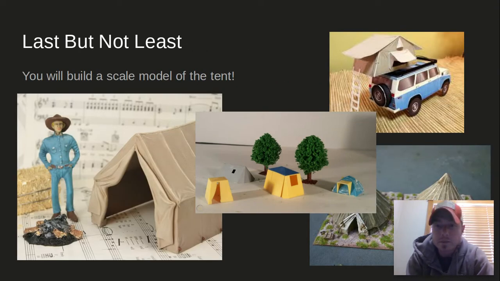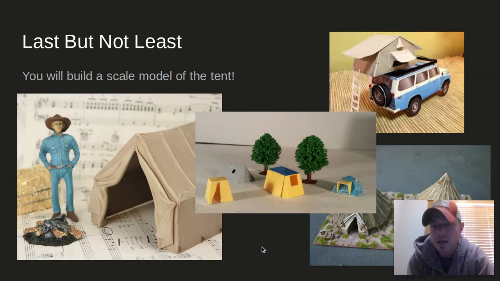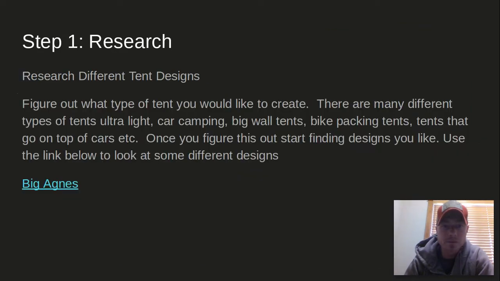So here are some of the models. There are a lot of different kinds of tents out there, especially nowadays. You've got tents that go on top of cars and your more traditional tents. You've got some of these big canvas wall tents, things like that. And these are all just scale models of tents. You're going to be designing one of these as well.